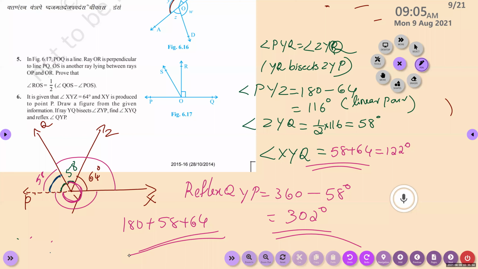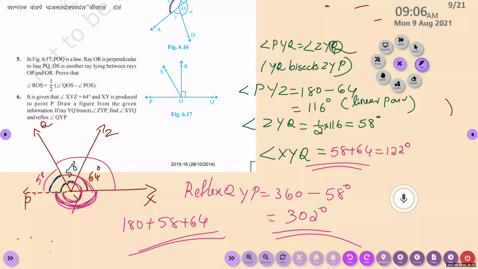Clear, all of you? Yes, ma'am. Today also I will send some homework. Other methods you can write in your working column if you want, because you get the same answer both ways. Any method you can choose. The second method is 180, PYX, plus 64 plus 58, adding these three angles. Okay.